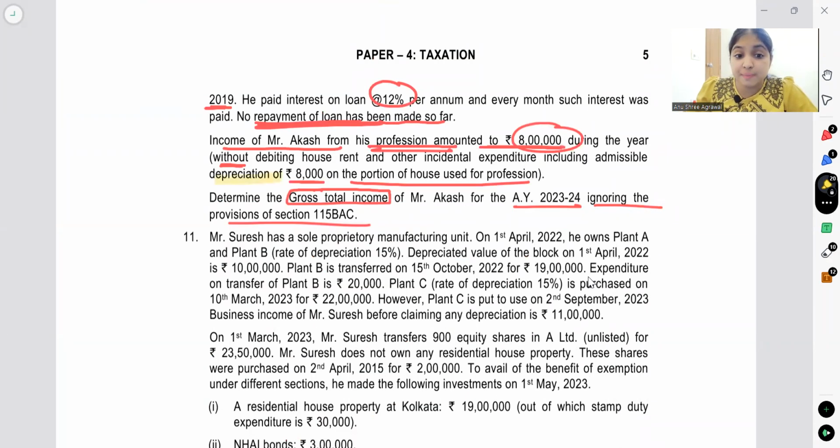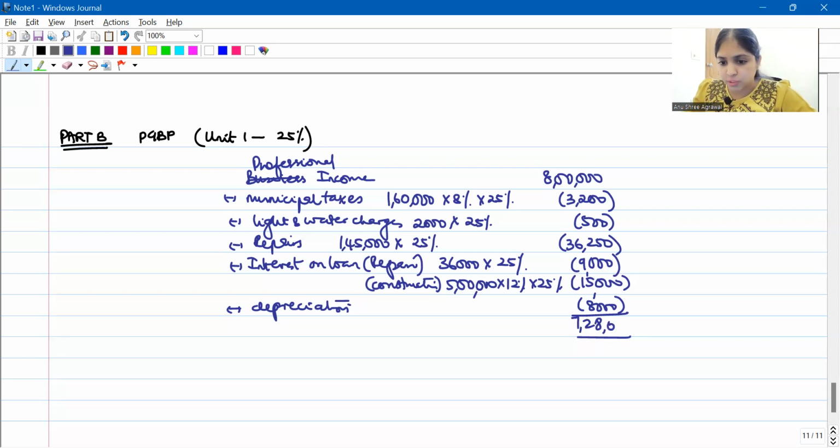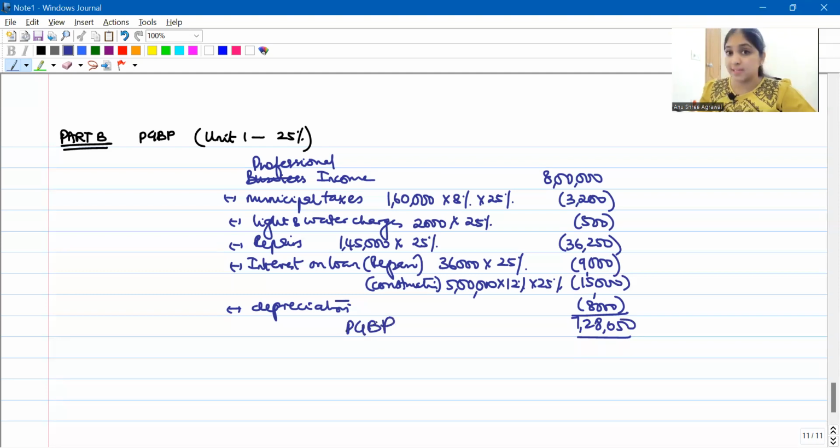Then they've also given us depreciation. Depreciation 8,000 on the portion of the house used for profession. So they've given us depreciation only to the extent of this unit, and that is 8,000. So find the net number. What is the PGBP of our assessee? You will get 7,28,050. Is our answer right? Do you get this number? Yes, this is going to become the PGBP of our assessee.